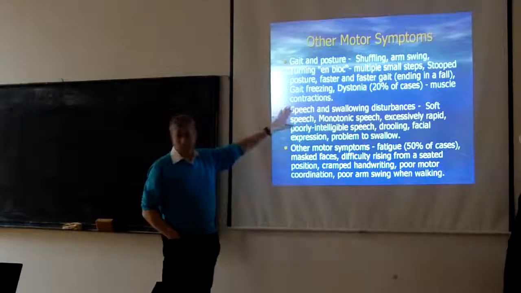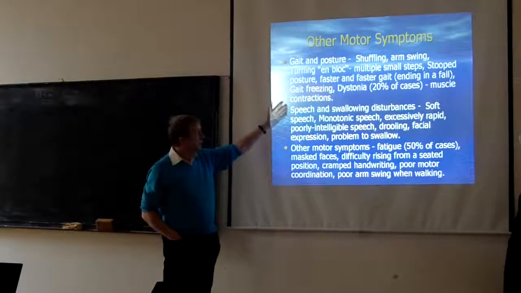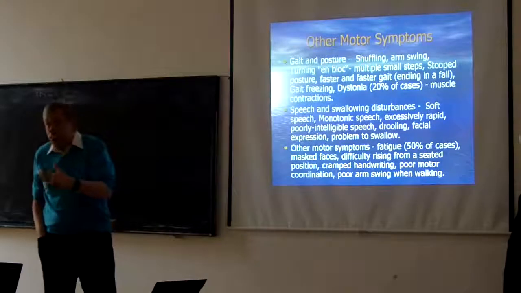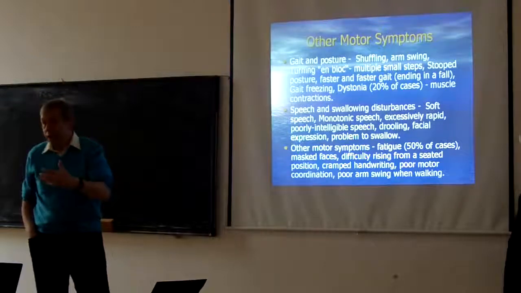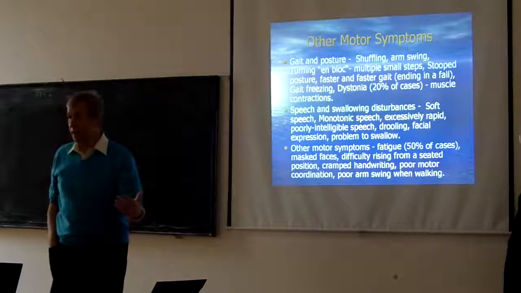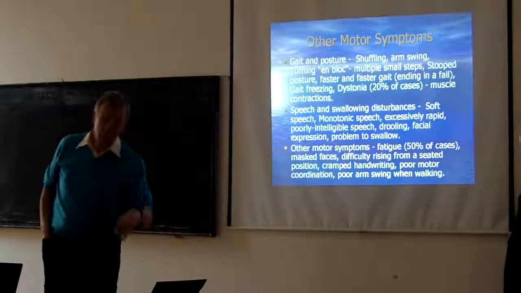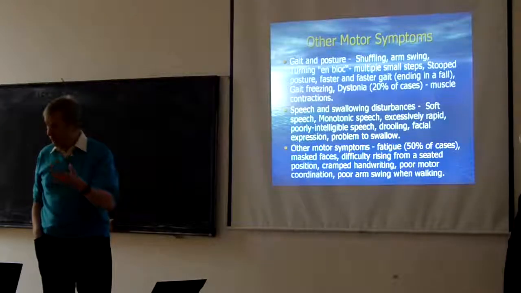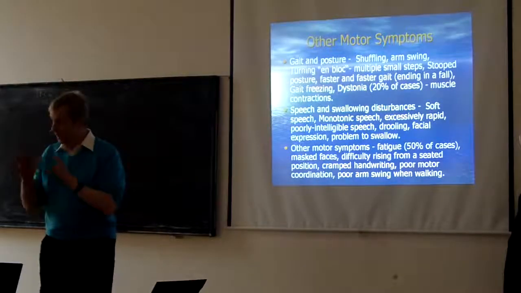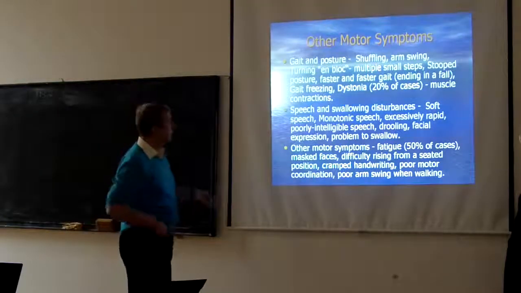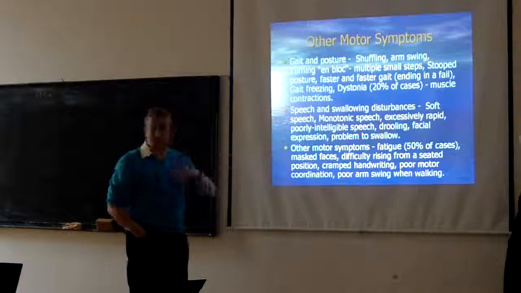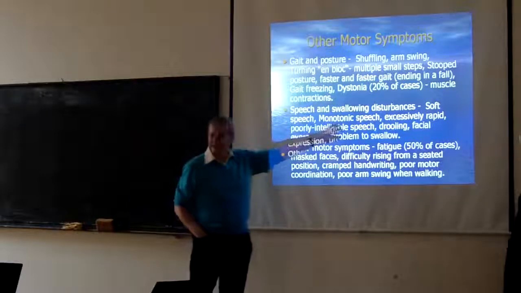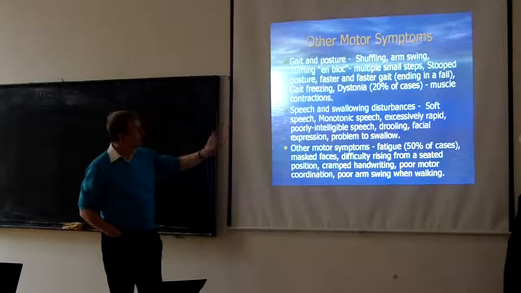Quite a few people don't get speech problems, but some do. Soft speech. So the person talks as though for them it's quite loud, but you can't hear what they're saying. So you're constantly trying to... again, if somebody has a problem of soft speech, it doesn't mean they've got Parkinson's disease, it's just one of the problems. Monotonic speech, so most lecturers have that anyway. Poor intelligibility, where you can't understand, drooling, facial expression problems.